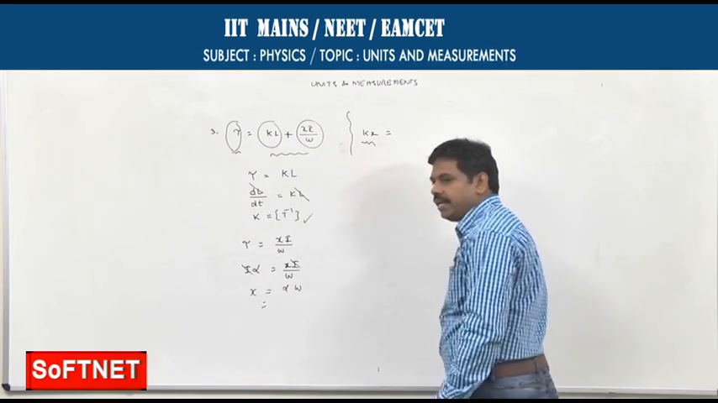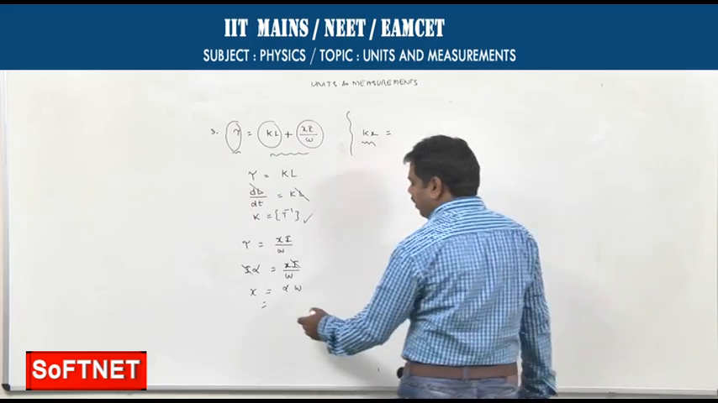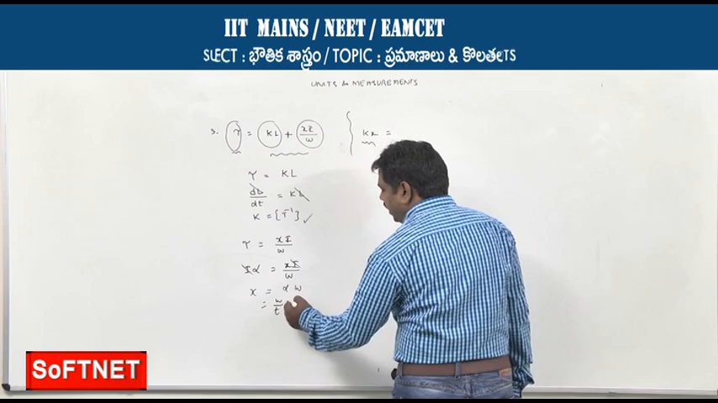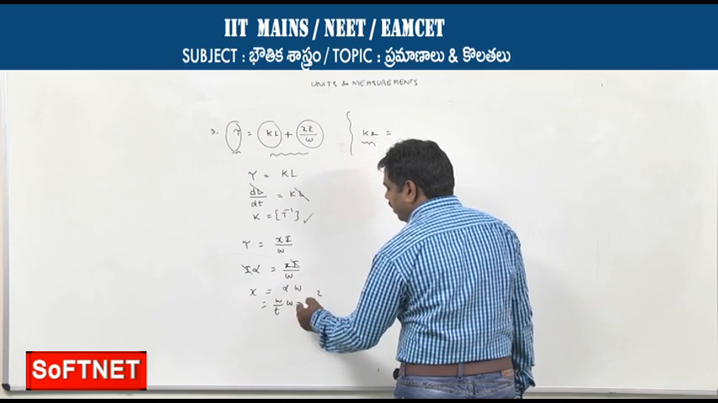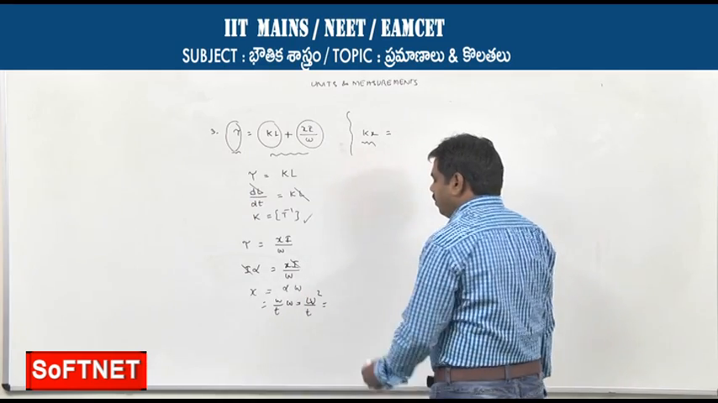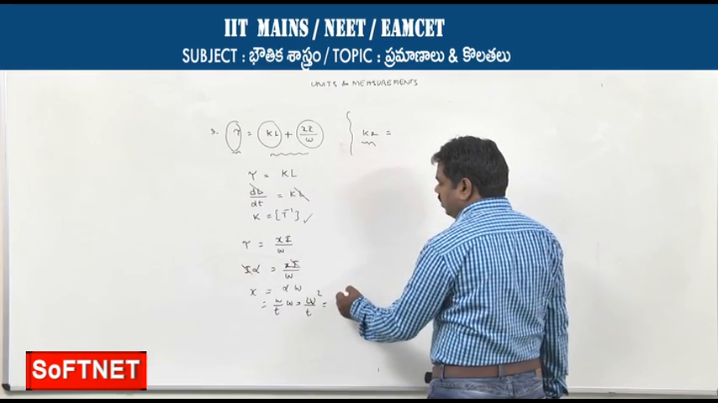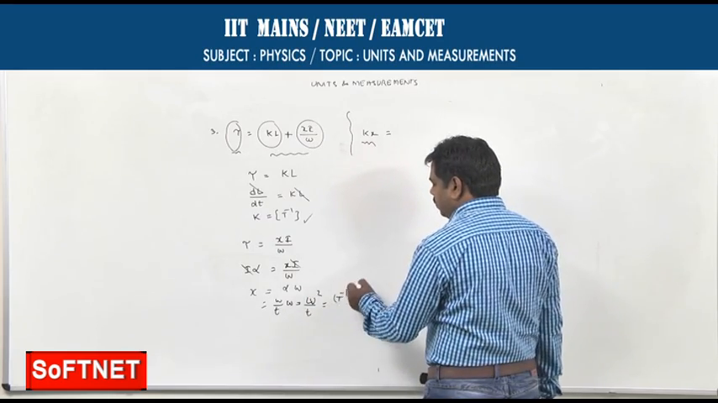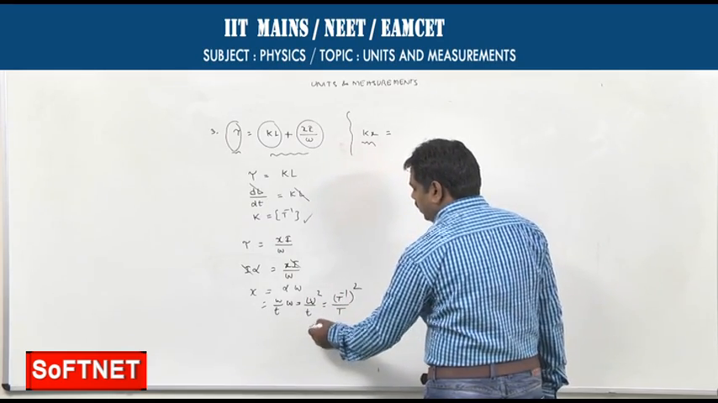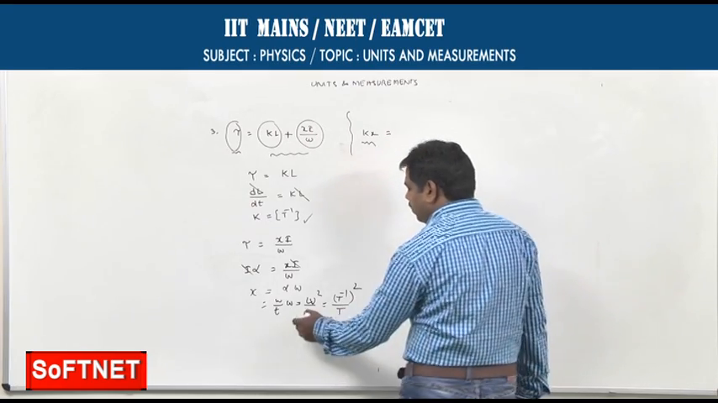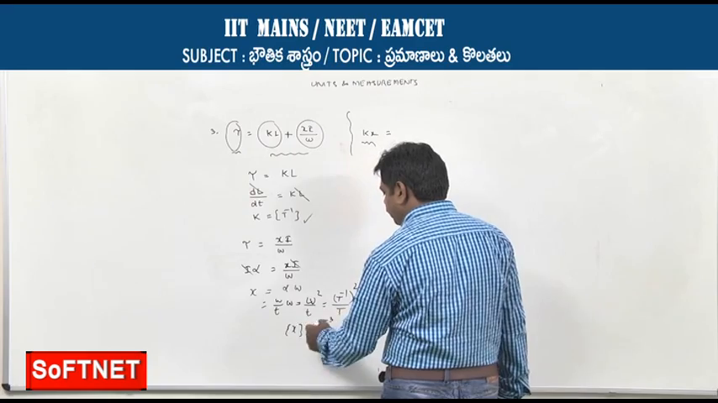Alpha is, again you know, the rate of change of angular velocity, omega by t, into omega, that is equal to omega square by t. Omega's dimensional formula you already know, t inverse, and that whole square is there, so t inverse square by t, you will get t power minus 3. This is the dimensional formula of x.